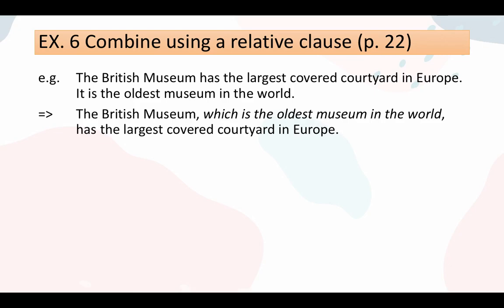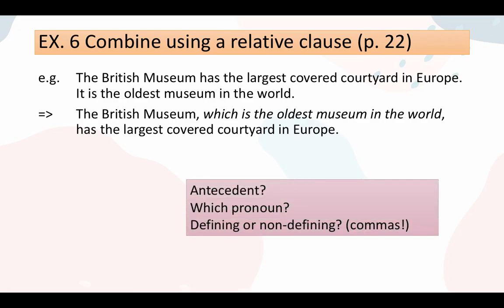Now, what you need to pay attention to is that when you have an exercise such as this one, it's good to first decide which antecedent you're going to pick and for which you can create a relative clause. The British Museum is mentioned in both sentences, so this would work as a good antecedent. Next, you need to decide what pronoun to use. Since the British Museum is an object, which would work fine here. And lastly, you need to decide after you have created your relative clause, in this case, which is the oldest museum in the world, if it is defining or non-defining.